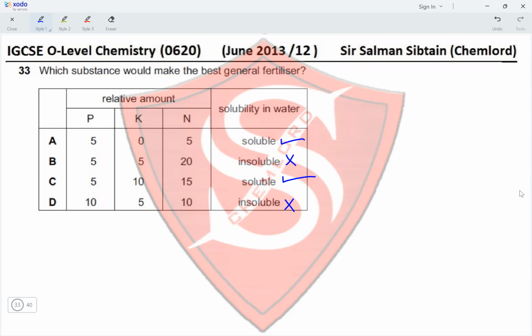Now let's look at A and C. In A, there is zero potassium present. So that makes it an ineffective fertilizer. So A gets eliminated. This makes option C the correct option for this question.